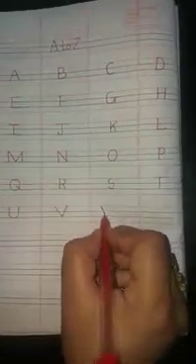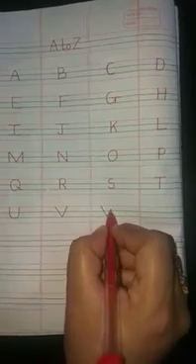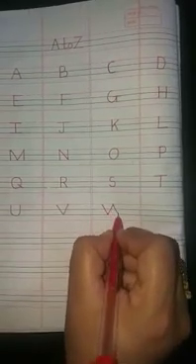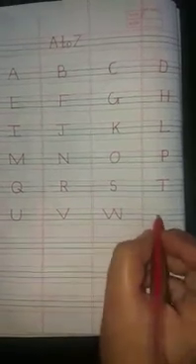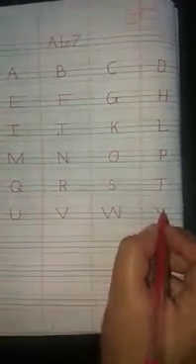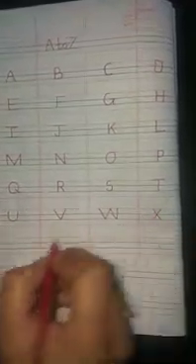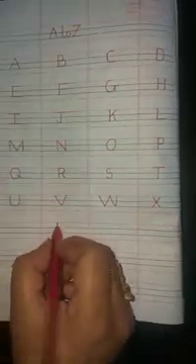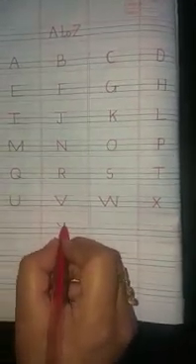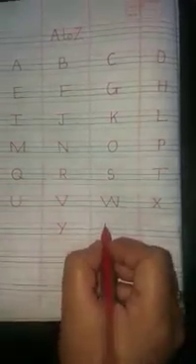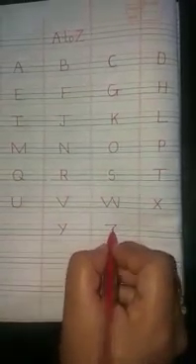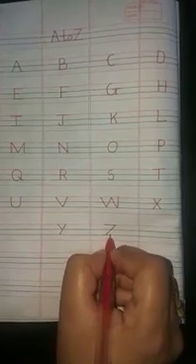Now slanting line go down and again slanting line go down, again slanting line go down and up to make the alphabet W. Now slanting line and again slanting line to make the alphabet X. Now slanting line, small slanting line and big slanting line to make the alphabet Y. Now slipping line and slanting line go down and again slipping line to make the alphabet Z.